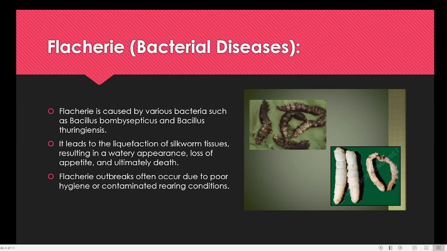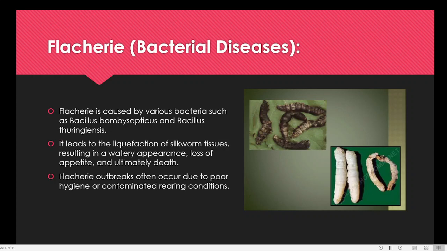It's a kind of bacterial disease. Now it leads to liquefaction of the silkworm. Liquefaction means whatever content is present, all the body tissue in the silkworm, will be converted into a liquid-like material. That is liquefaction, the conversion of a solid into a liquid. So the entire body tissue in the silkworm will become a liquid, resulting in a watery appearance and loss of appetite, and finally leading to death.